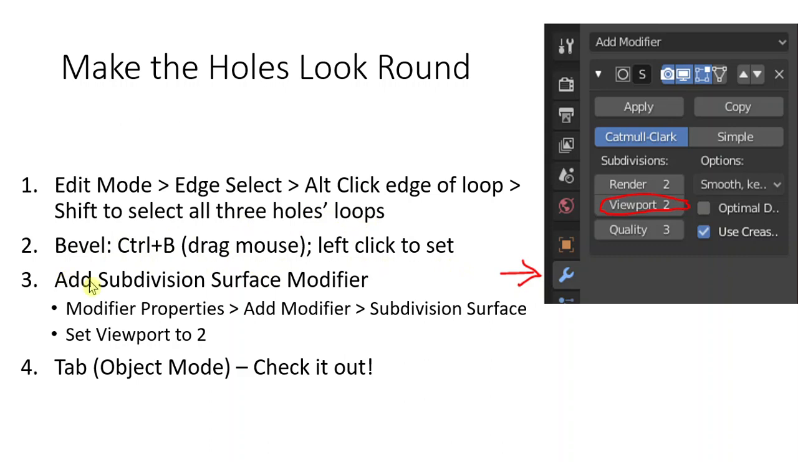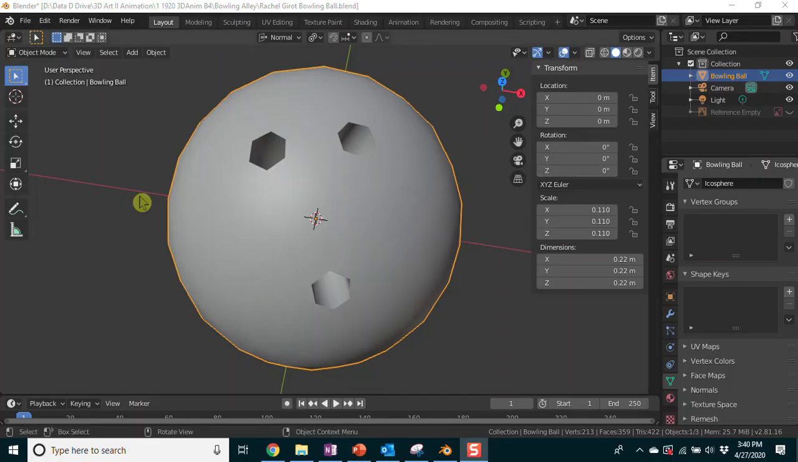You're going to go into this modifier properties box and you are going to add, under this drop down menu, the subdivision surface, and you'll set the viewport to 2. Hit Tab and then you're going to be amazed at how realistic your bowling ball is. Let's do it. So back to edit mode.